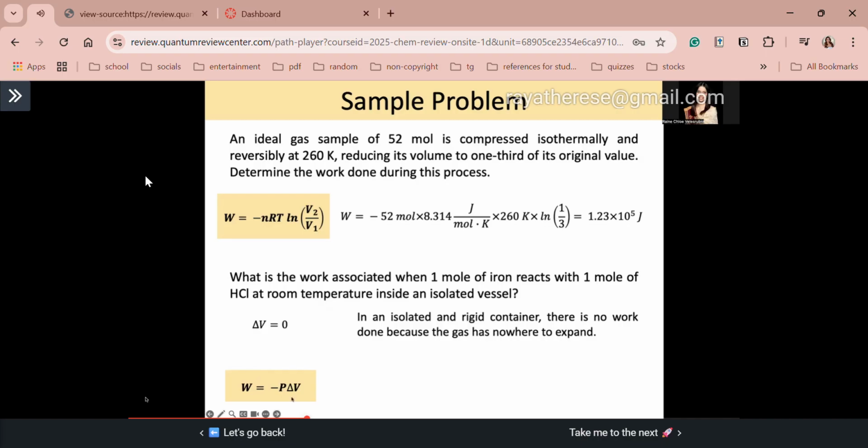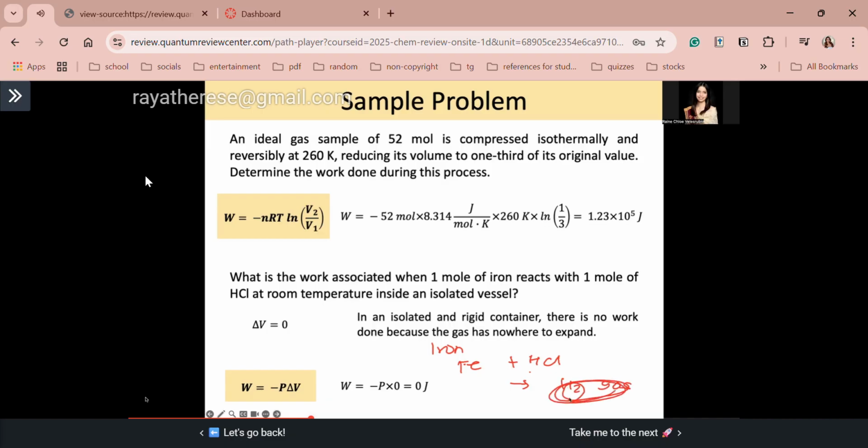So solving using the general equation for work, W is equal to negative P delta V, we get W is equal to negative P times 0, which is equal to 0 joules. Therefore, there is no work done when 1 mole of iron reacts with 1 mole of HCl in an isolated vessel at room temperature because the reaction occurs in a closed rigid system where the gas cannot expand. And recall, guys, iron, Fe, plus a strong acid, let's say HCl, creates what, guys? H2 gas.